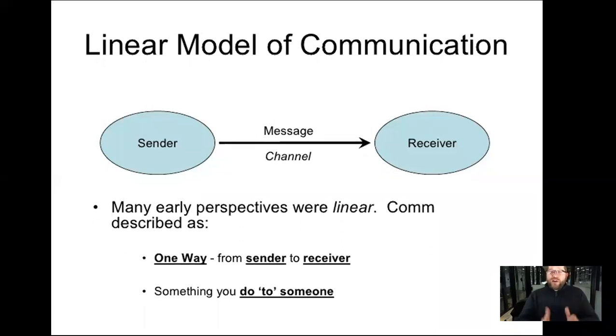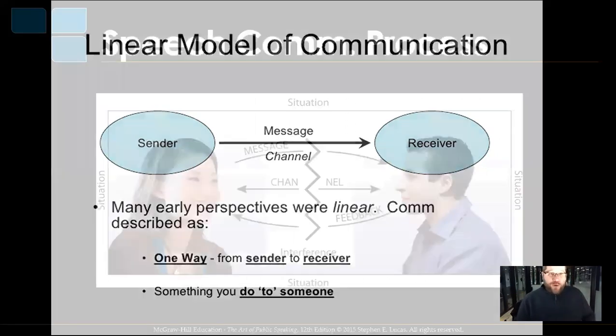The first is this linear model of communication, right? Where there's a sender and there's a receiver, and the sender is sending a message. The receiver is receiving that message, and it's just kind of one way, from sender to receiver, right? It's something that someone does to you. I send this message to you, right? Many of the early perspectives of the communication process were this linear model. And I'm sending the message along a channel, right? It could be auditory, it could be oral, it could be a visual channel. So I'm sending this through a specific channel.